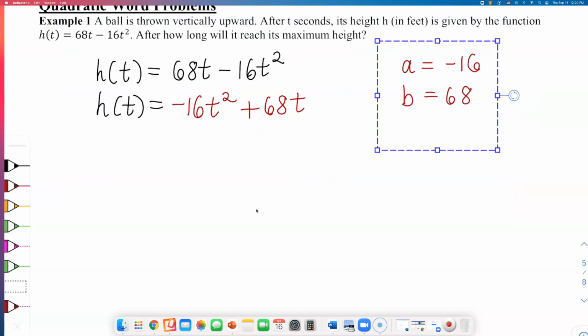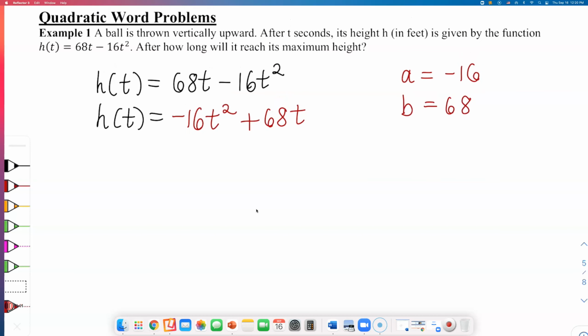Okay, what are we doing? Let me read what they want. After how long will it reach its maximum height? Now, what variable are they looking for? They're looking for after how long. They're asking for time, isn't it? So they're looking for how many seconds later. Is it going to be 5 seconds, 10 seconds? Not sure. But you know where the maximum will happen in a quadratic. It's going to happen at the vertex.